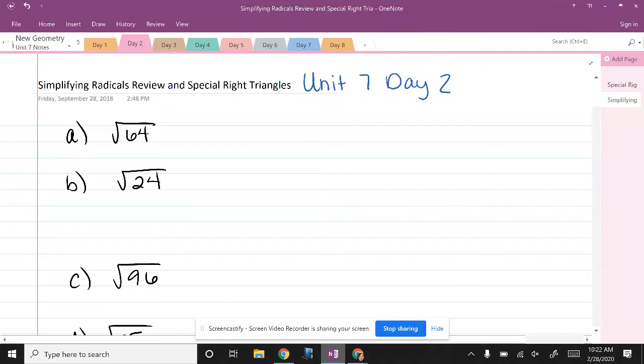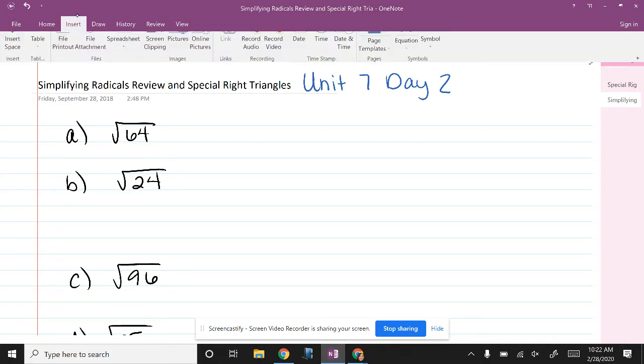If we take a square root of a number that's already a perfect square, then you just say the square root of 64 equals what? You just say it equals 8.